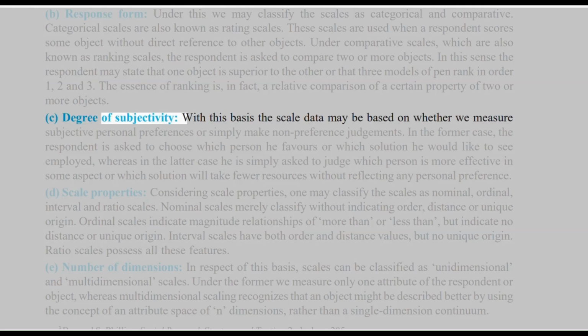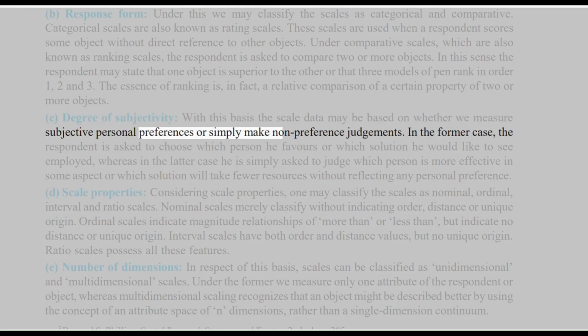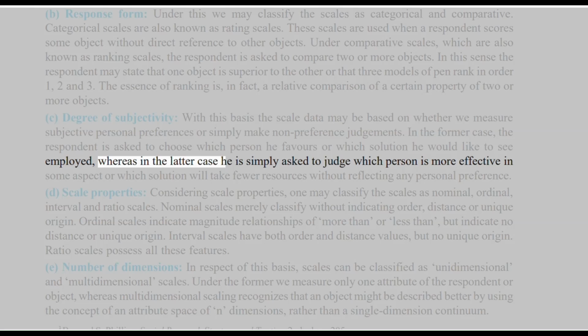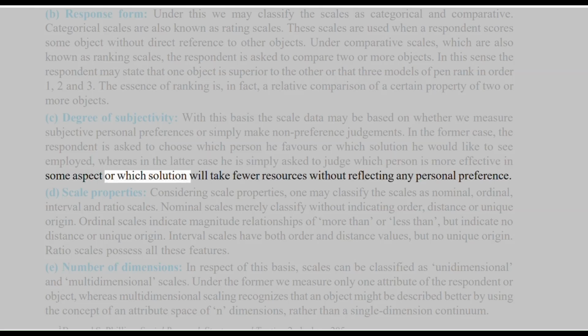C. Degree of subjectivity. With this basis, the scale data may be based on whether we measure subjective personal preferences or simply make non-preference judgments. In the former case, the respondent is asked to choose which person he favors or which solution he would like to see employed, whereas in the latter case he is simply asked to judge which person is more effective in some aspect or which solution will take fewer resources without reflecting any personal preference.